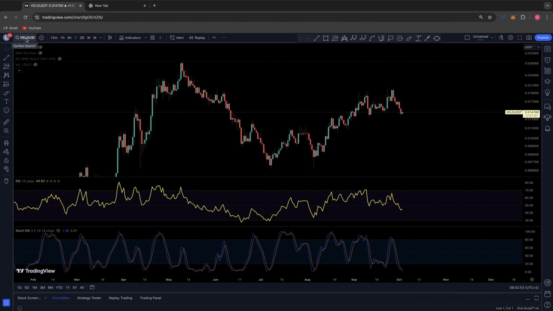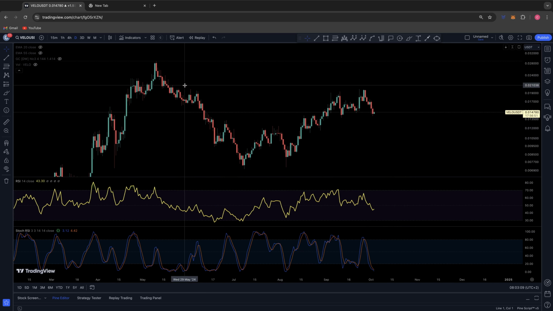Today we will be discussing VELO against the USDT on the daily time frame. After the recent turmoil for the past week, where VELO has come back around 25-30%, I do want to keep you guys updated as much as possible with what's going on in this larger picture and anything that really sticks out to me.